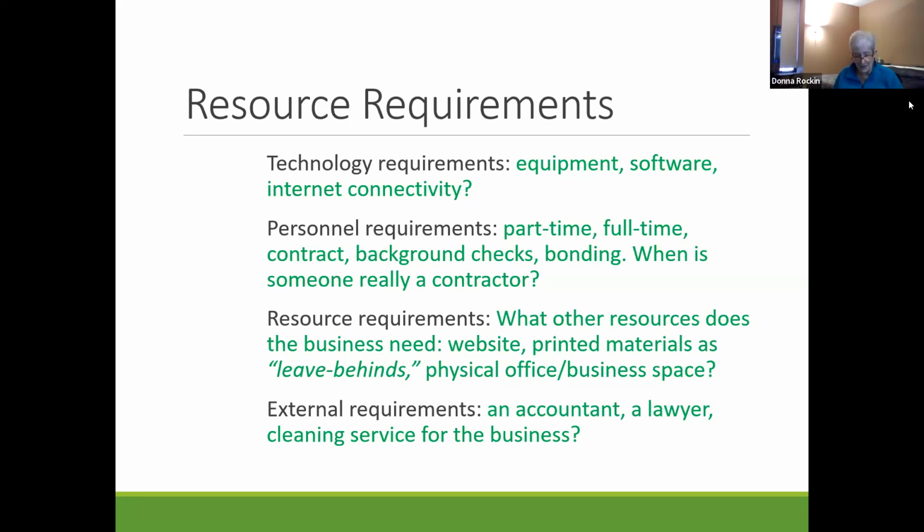External requirements. Do you need an accountant, a lawyer, a cleaning service, insurance? And you do need liability insurance. You need workman's comp as soon as you have one employee. Down the road, you might want key employee insurance. So think about the external requirements that you need.